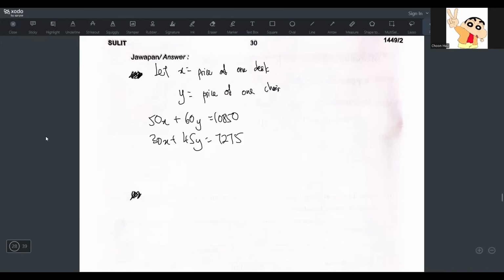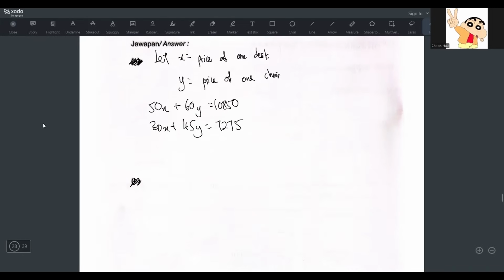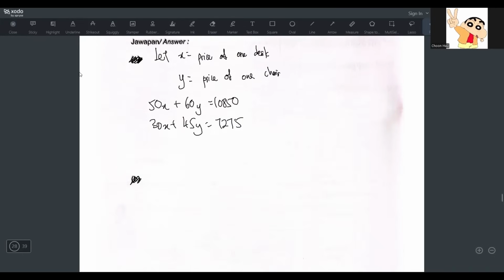Okay, now I'm done writing the two equations. Now it's time to solve it. When you solve it, they already said using matrix method, right? So definitely cannot use substitution or elimination. So what we have to do now is change the whole thing to matrix form. Yeah, we have to change to matrix form.